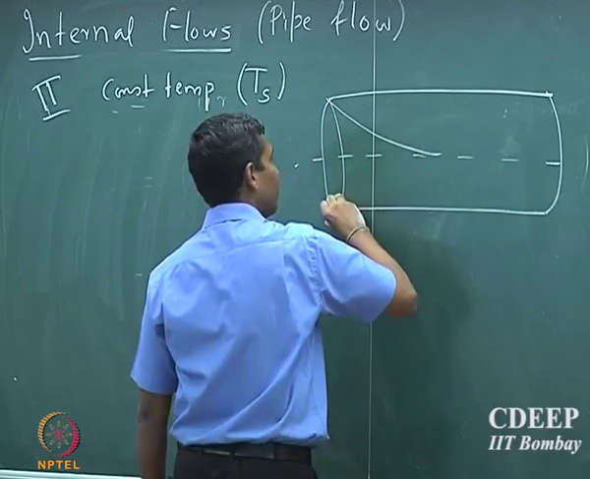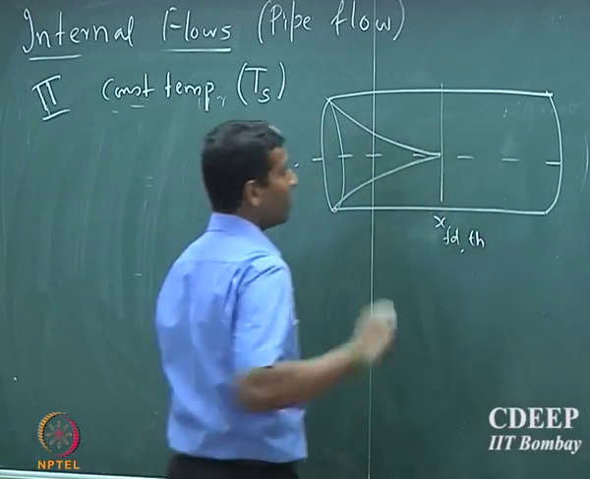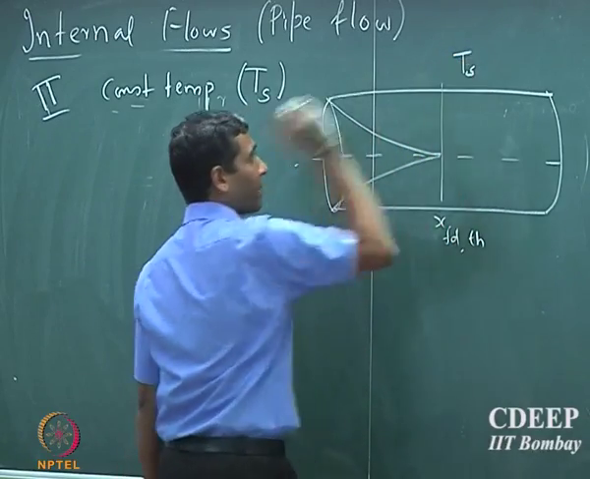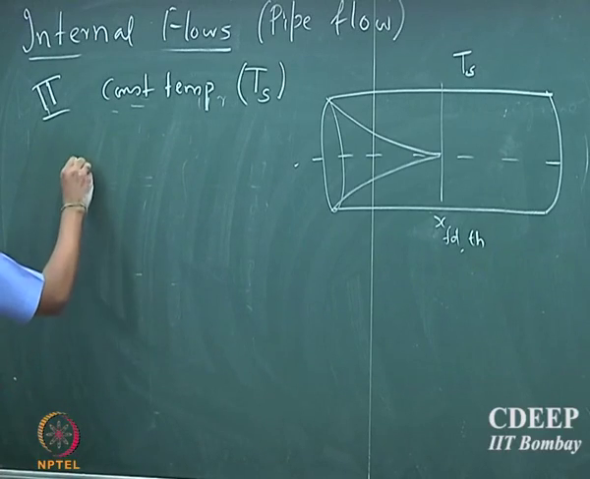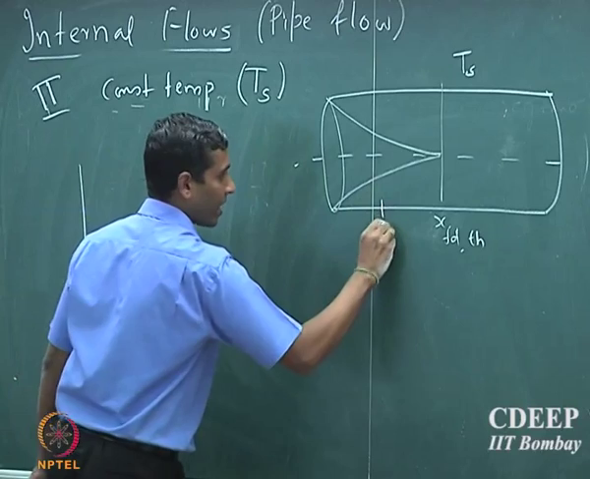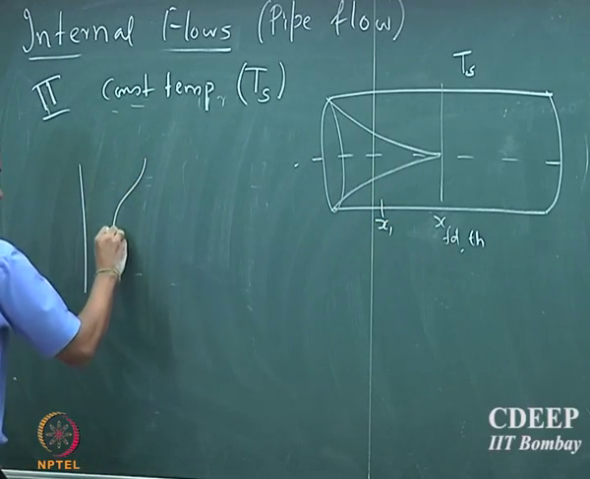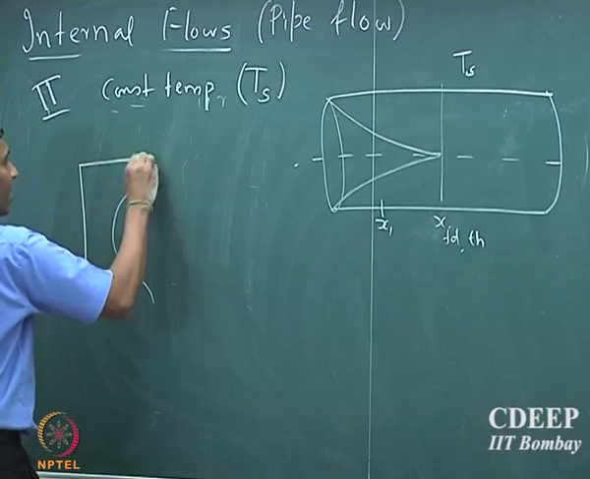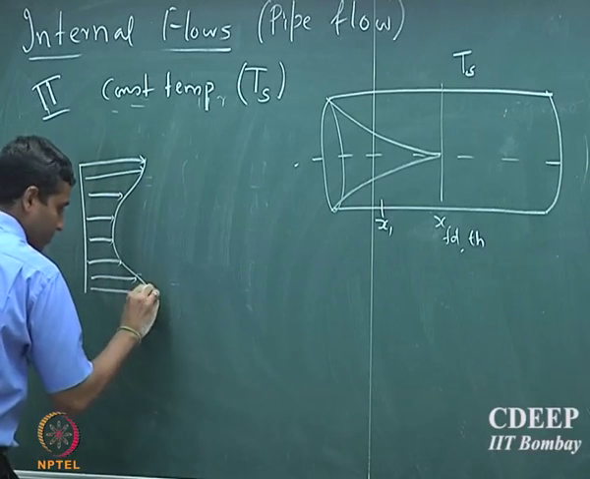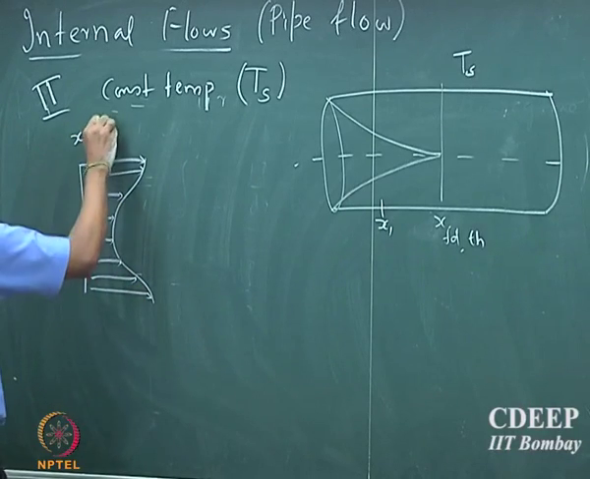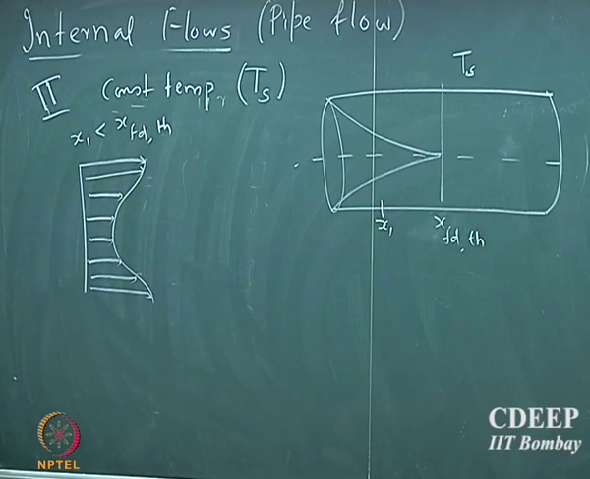Once again I have a thermal boundary layer, and I maintain the surface temperature as constant. So now I can draw a profile, let us say at some location x1. So that is a constant temperature. This is at position x1, which is less than the fully developed regime.